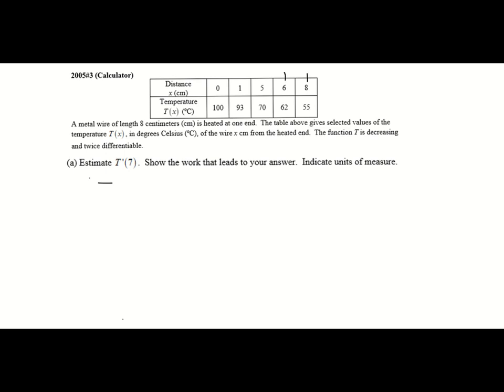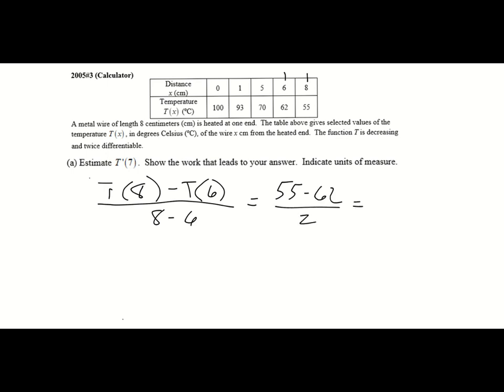So we're going to use those 2 points, the two closest to it. T of 8 would be y2 minus T of 6 would be y1 over 8 minus 6. So that's going to be 55 minus 62 over 2. And this is a calculator problem, so you're allowed to do that. Negative 7 halves. And it says indicate units of measure.